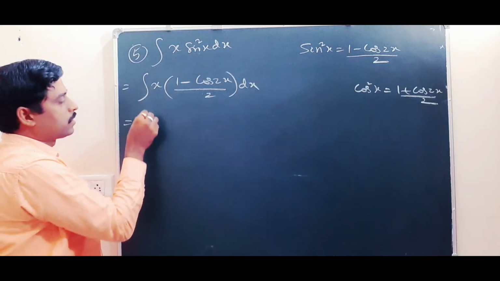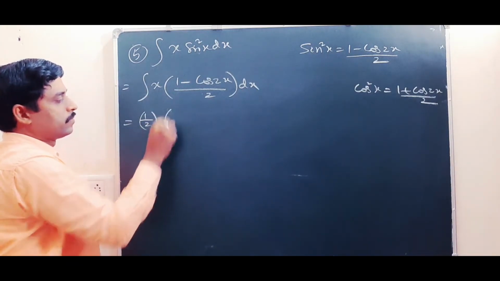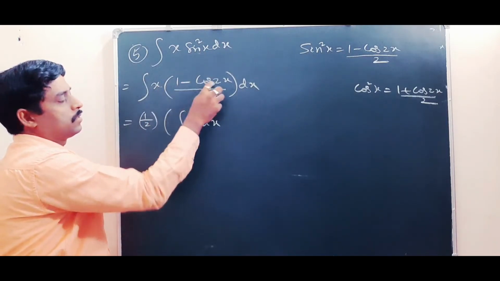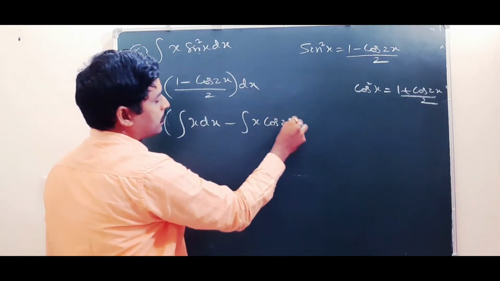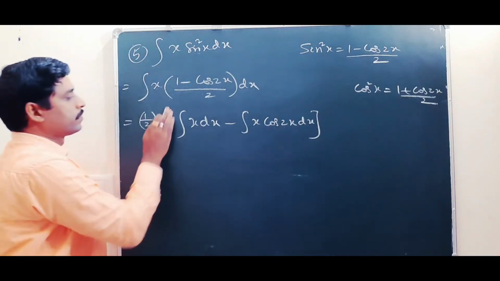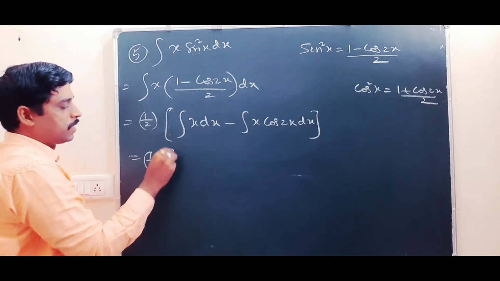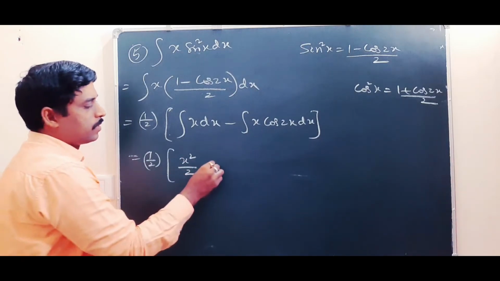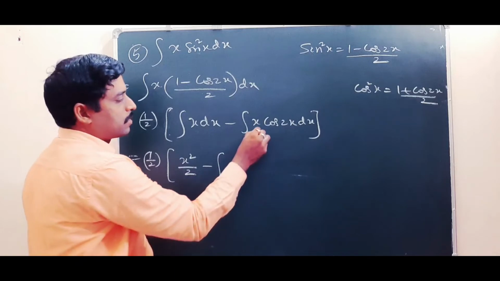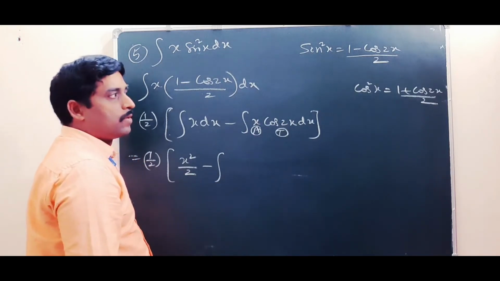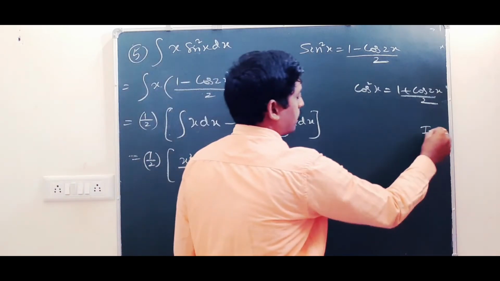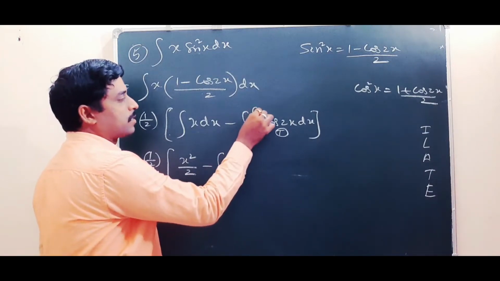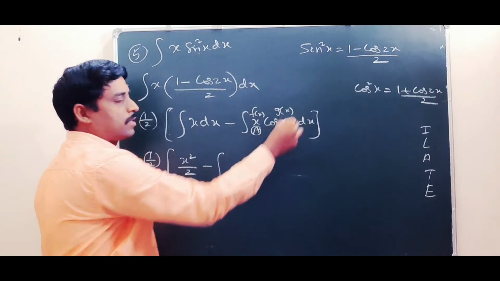In this, 1/2 constant, integral of x into 1, x dx, minus x into cos 2x dx, x cos 2x dx. So 1/2 times of integral x dx, value we get x²/2. So by using integration by parts, this is an algebra function, and this is a trigonometry function. Our coding is ILATE. In this, the first function is the algebra function. So the algebra function, let us take f(x), and the trigonometry function is g(x).